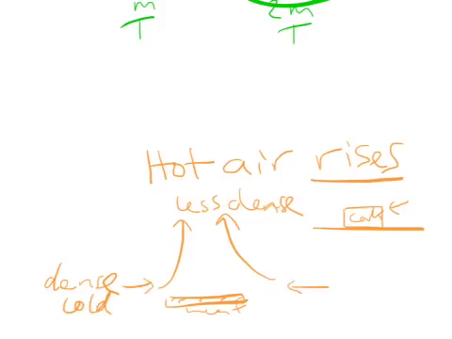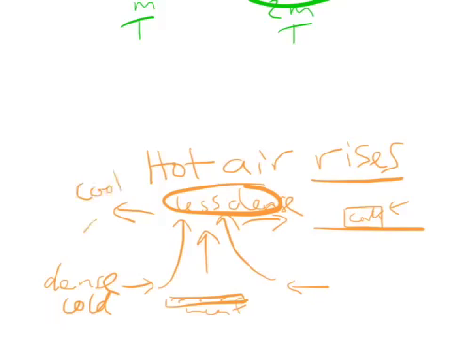Then as this less dense air has to move off to the side to make way for more air coming up, and as it begins to cool, it begins to sink back down again, and you get these convection cycles going around and around in all sorts of different ways. So that's how heat energy is transferred by convection.